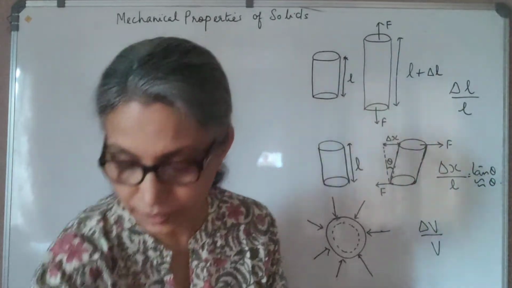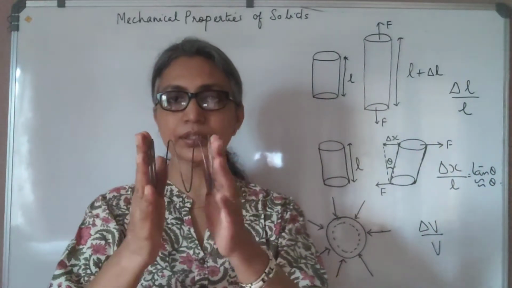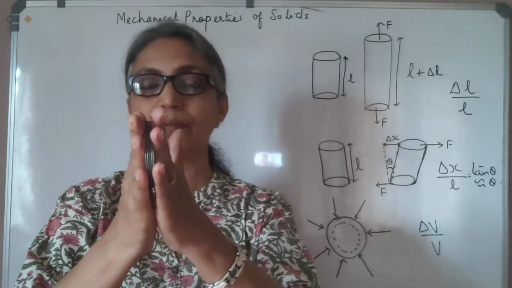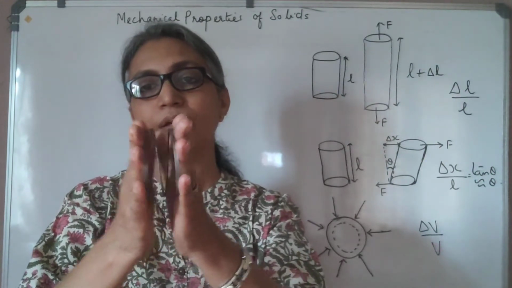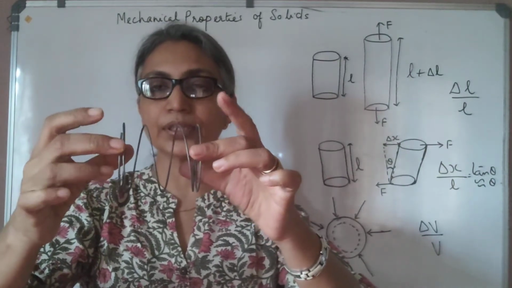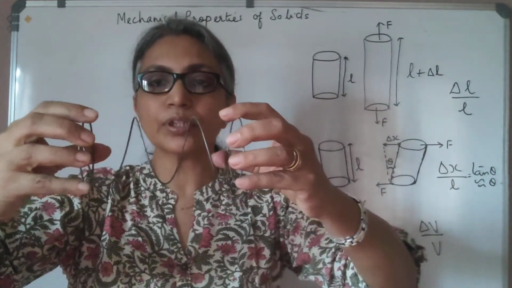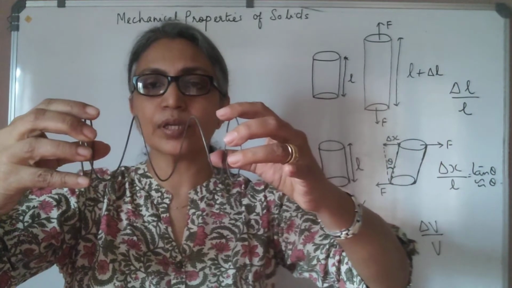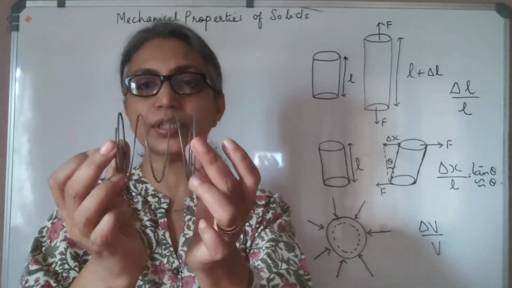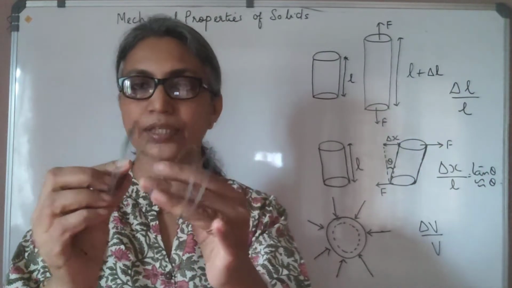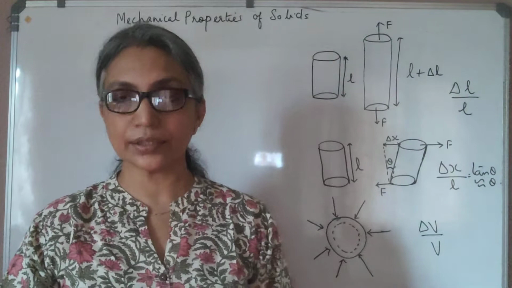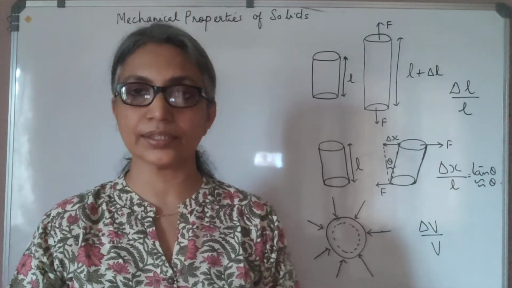For example, suppose I have a spring like this. I can apply force so that it gets compressed, thereby changing its shape and size. But if I remove the deforming force, it comes back to its original shape and size. Similarly, I can pull it out by applying a force, but the moment I remove the force, it comes back to its original length, shape and size. Such bodies are called elastic bodies, and this property is called elasticity.